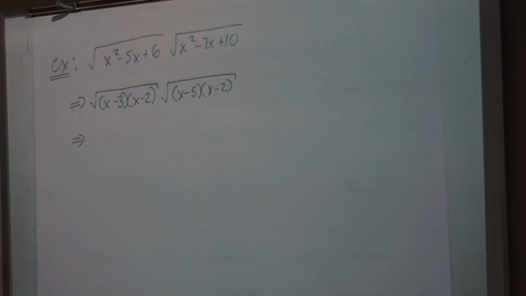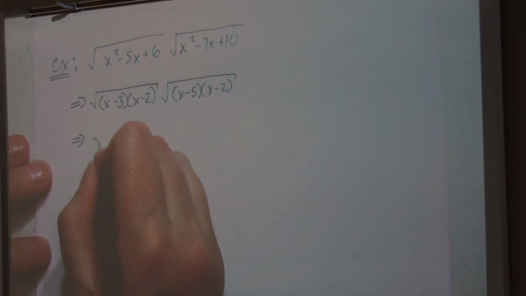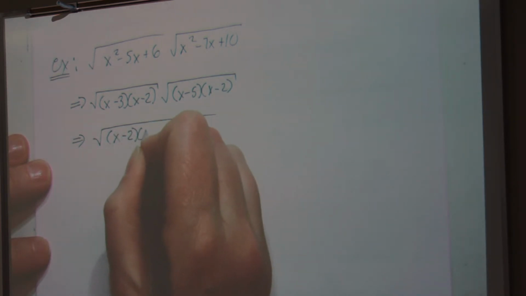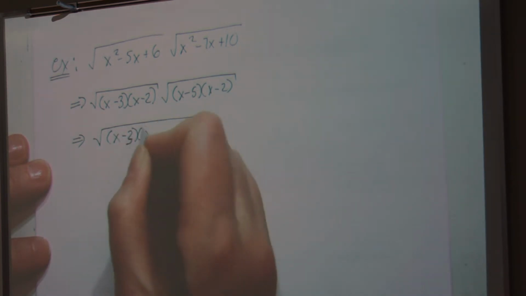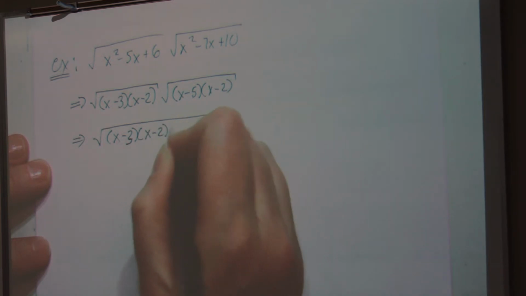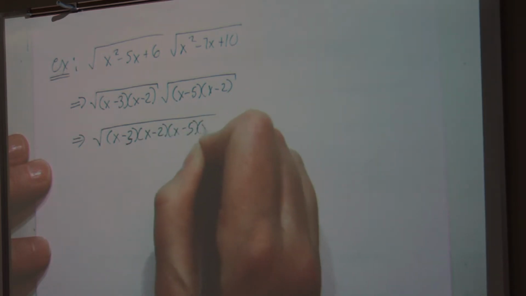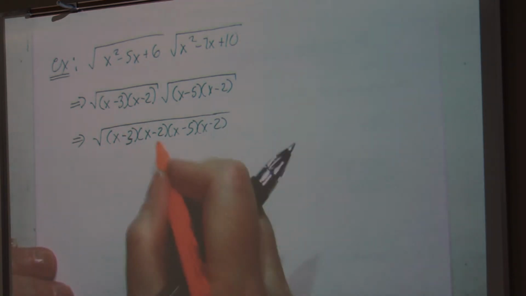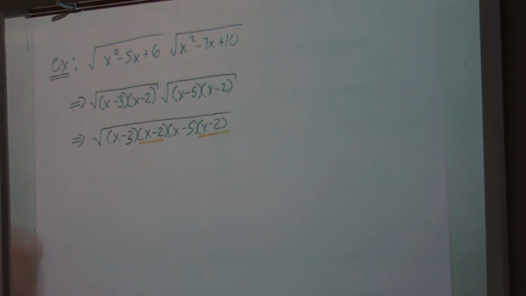Get the hard stuff done. A lot of people still hate factoring. Do the factoring, get it over with. Now it's time to smush. When we smush these all together, I'm just going to keep it in the order it came in: x minus 3, x minus 2, x minus 5, x minus 2. Do I have 2 of a kind? Yeah, these two guys, I have 2 of.